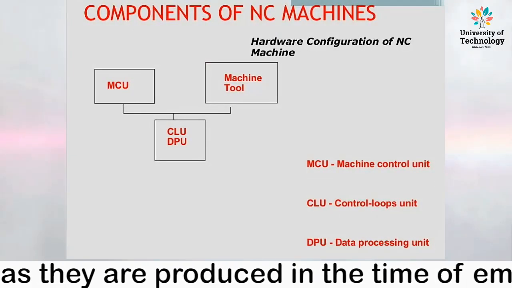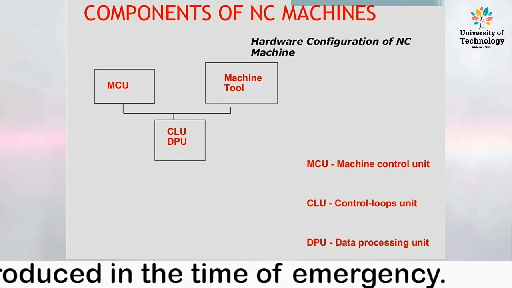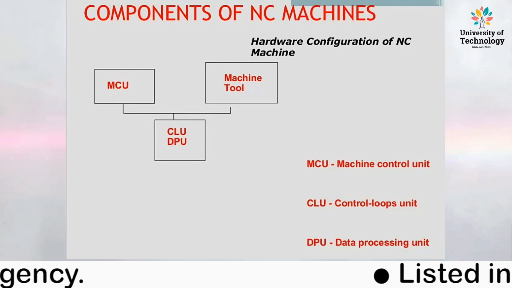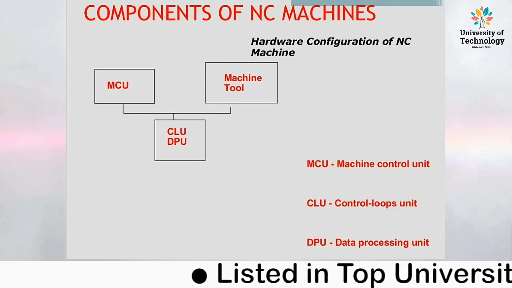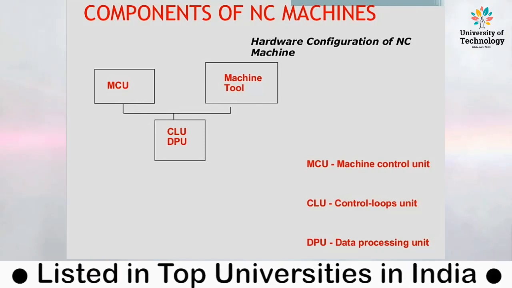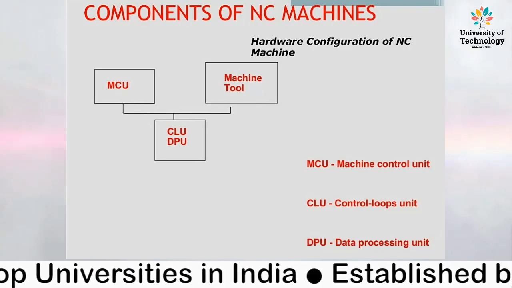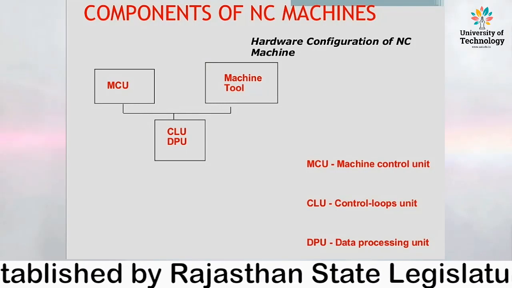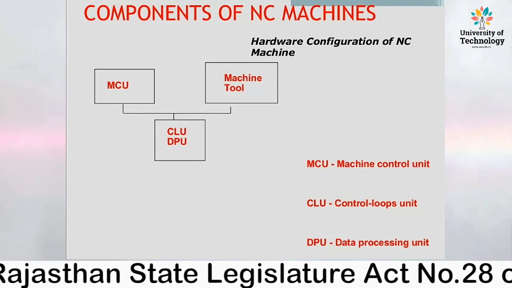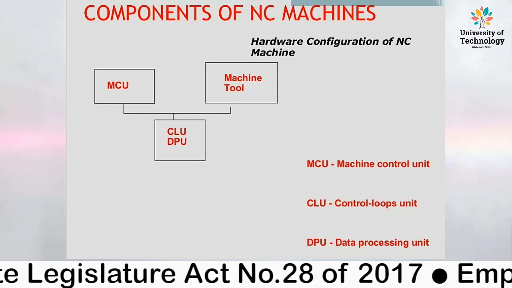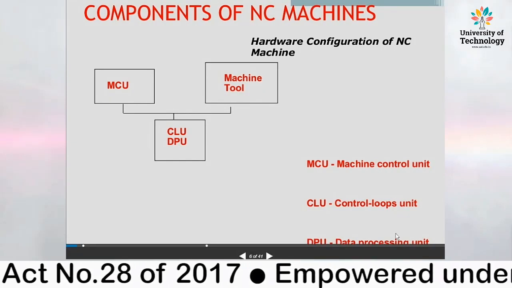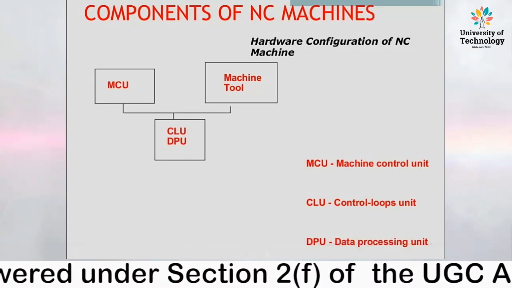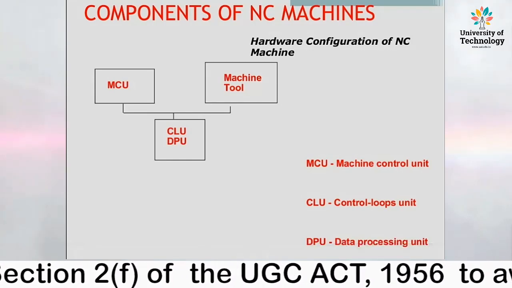The basic components of NC machines: here is the hardware configuration of an NC machine. The first one is the input panel, and the second one is the MCU, machine control unit, and the machine control unit is governed by the CLU and DPU. CLU is the control loop unit and DPU is the data processing unit.